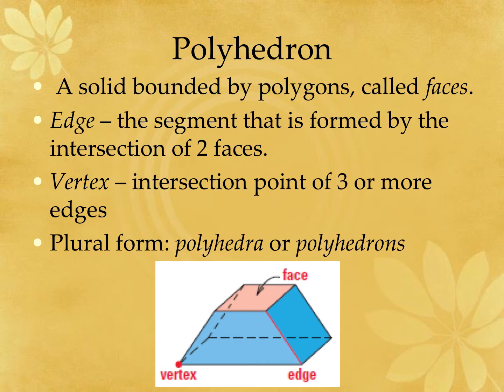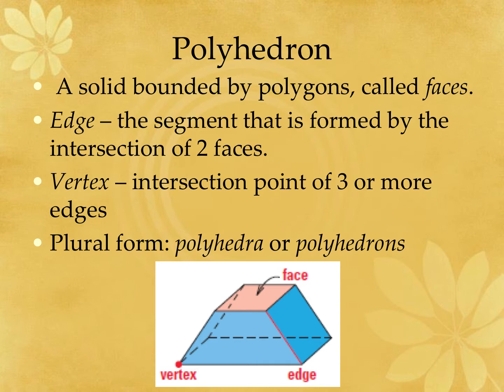Also part of the polyhedron are edges, and an edge is the segment that is formed by the intersection of two faces. Then we have a vertex. The vertex is the intersection point of three or more edges. In plural form, you can call it polyhedra or polyhedrons.